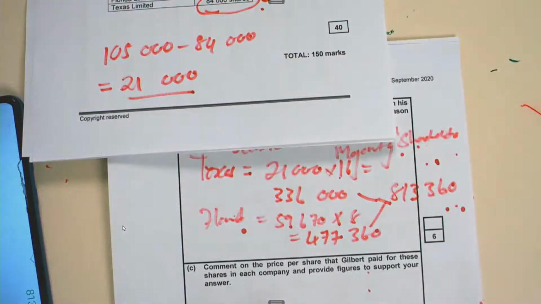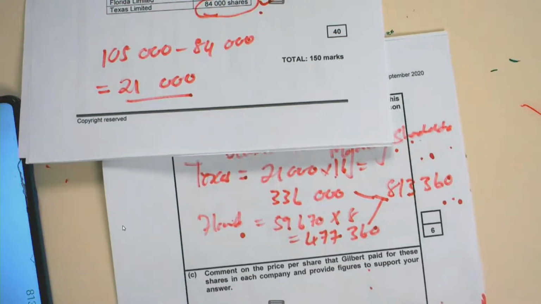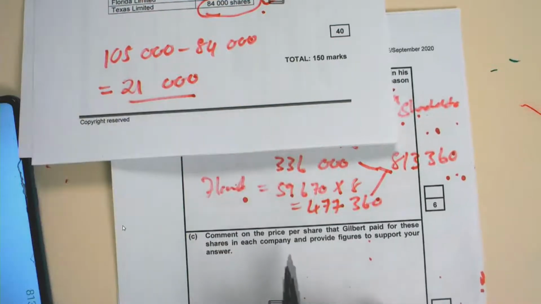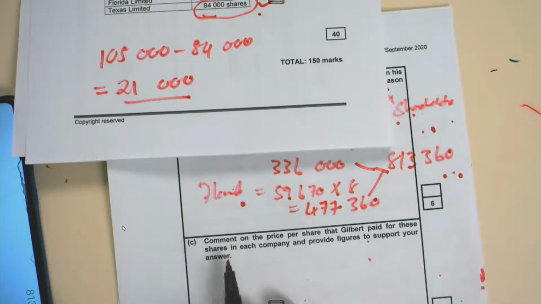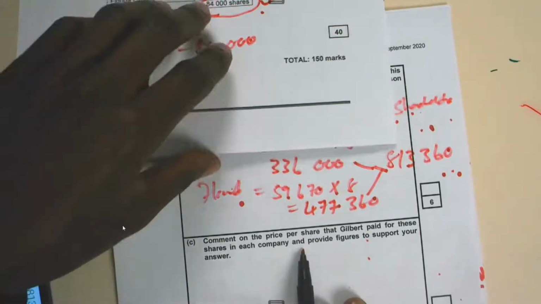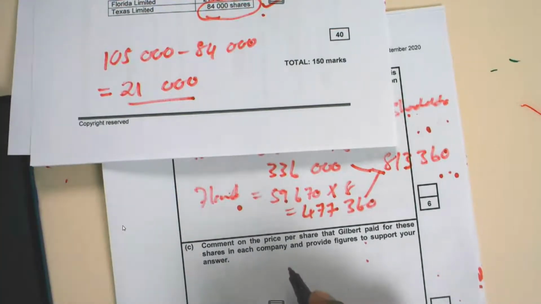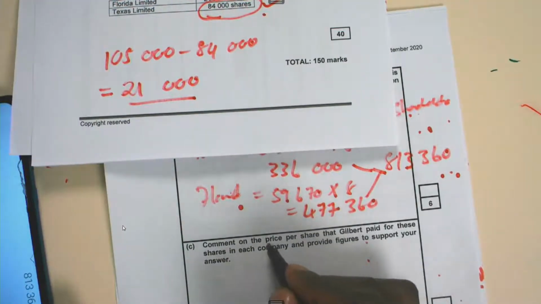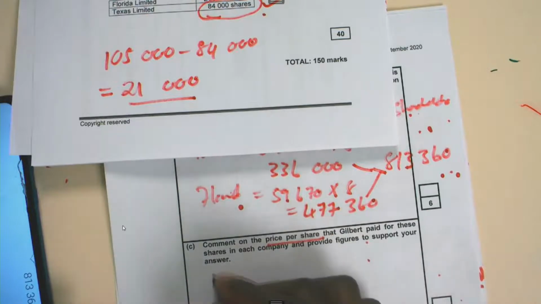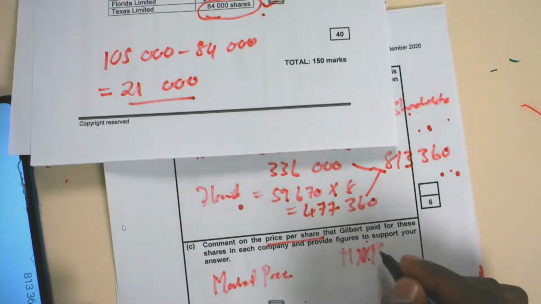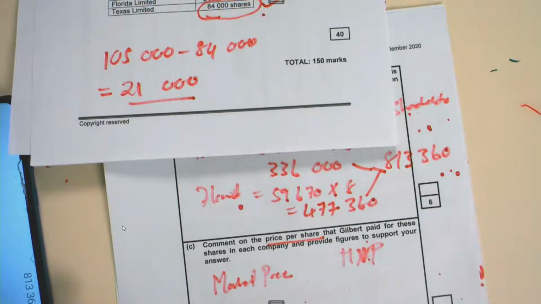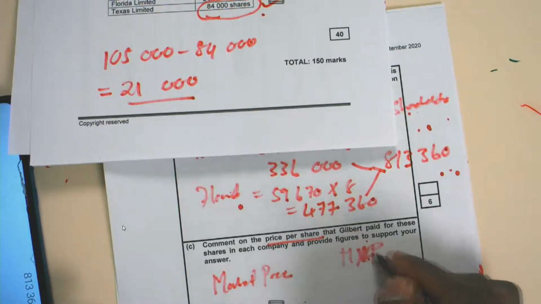Then the last question will be to comment on the price per share that Gilbert paid for these shares in each company and provide figures. Good people, if we have to comment on the price of the share, the most important thing is to look at the market price of every company and the net assets value per share. We normally call it NAV.